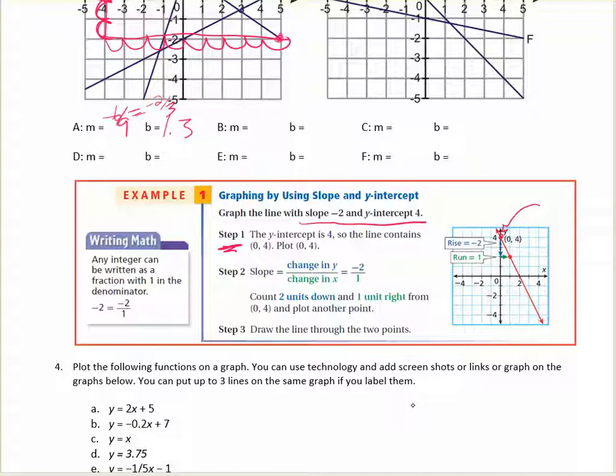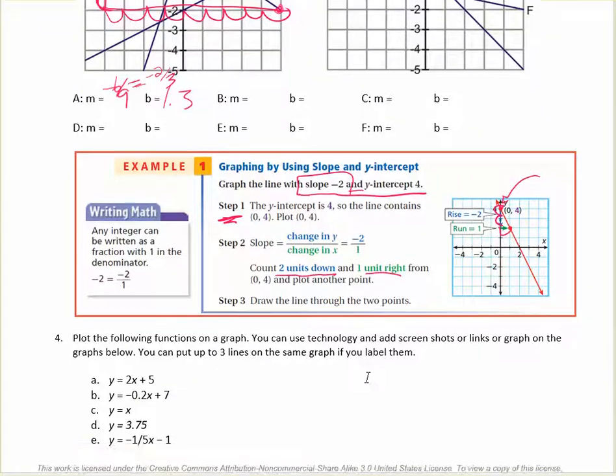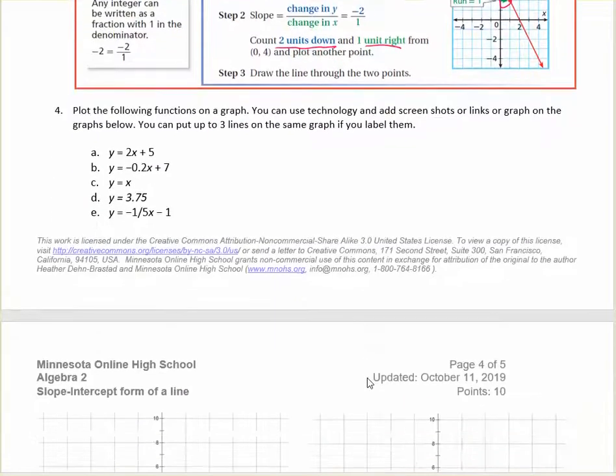So this one, it says the slope is -2. That's only one number, but you can always put a number over 1 to get the run. So my slope is -2 over 1. So that is a rise of -2, which means 2 units down, and then I go 1 unit right. So from that point, I go 1, 2 down, and then 1 more to the right. I put another point, and then you draw a line through the points. That's step 3.